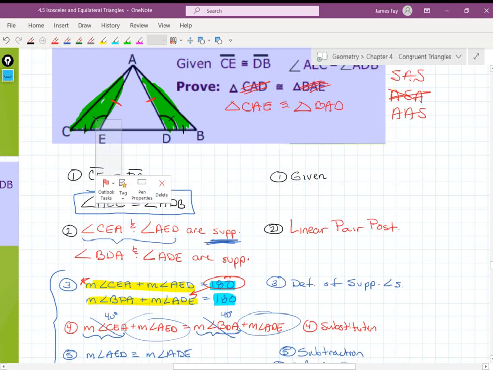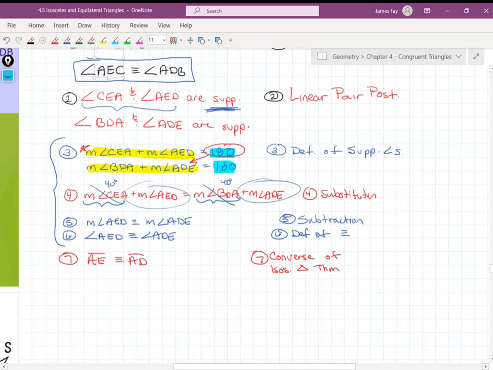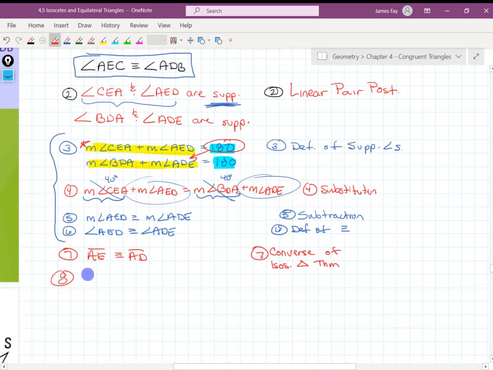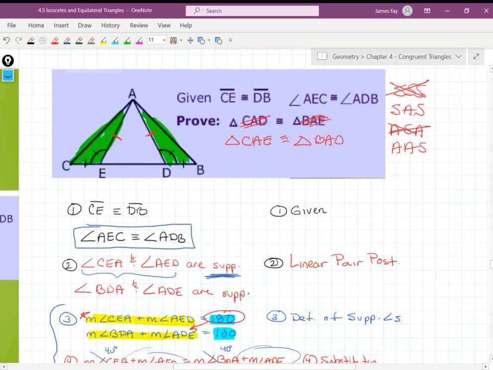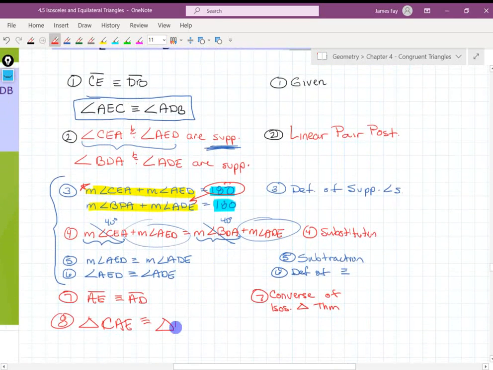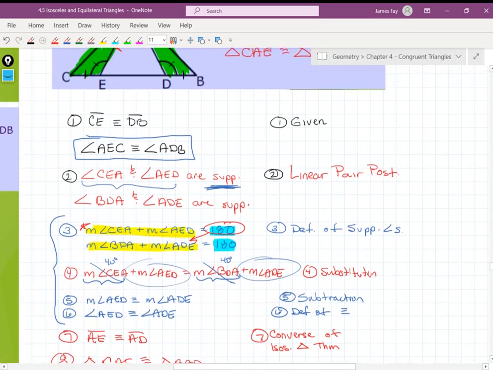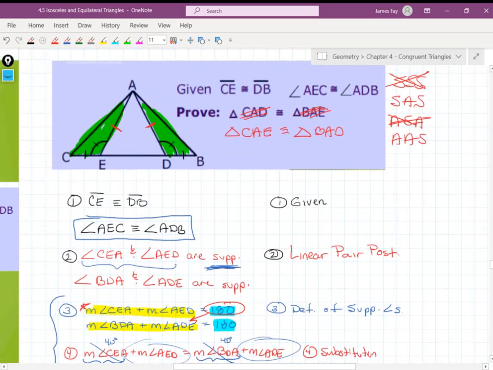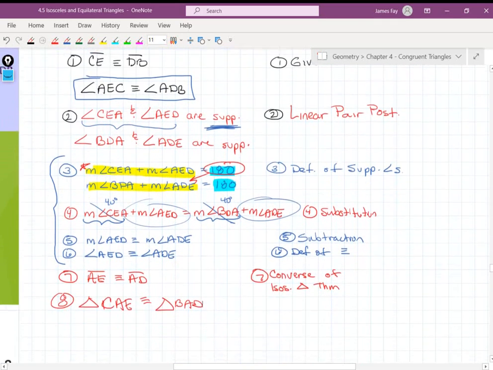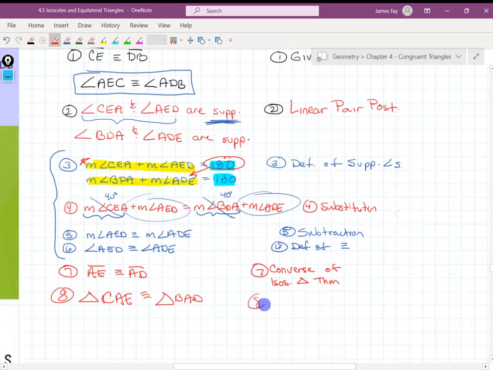So now, do we have that? Yeah. Okay. So I'm going to say now that triangle CAE is congruent to triangle BAD. Okay. And that would be because of side, angle, side, correct? Side, angle, side. Now, that was probably maybe one of the lengthier proofs we've done. Okay, and we could even go further.